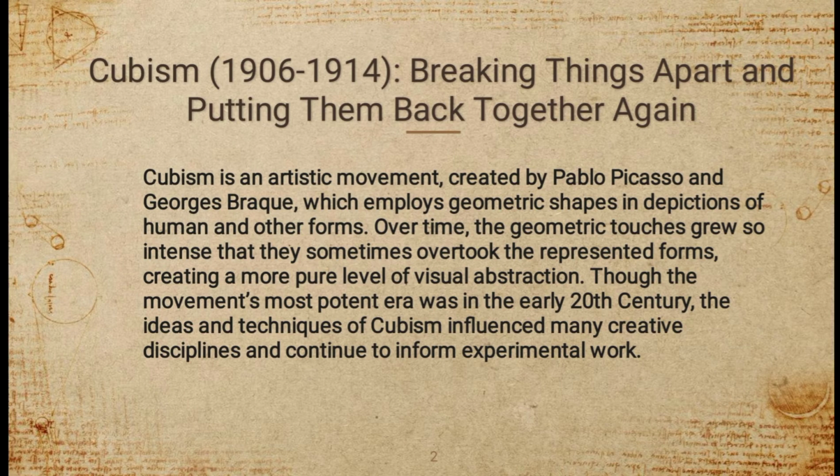So, Cubism begins in 1906 to 1914, breaking things apart and putting them back together again. Cubism is an artistic movement created by Pablo Picasso and George Braque, which employs geometric shapes in depictions of human and other forms. Over time, the geometric touches grew so intense that they sometimes overtook the represented forms, creating a more pure level of visual abstraction.